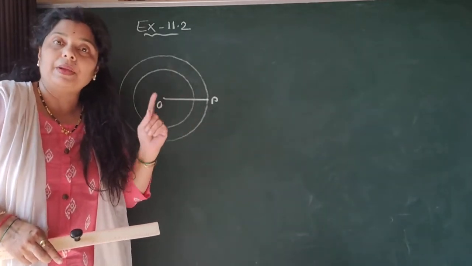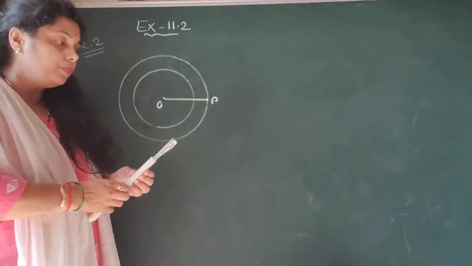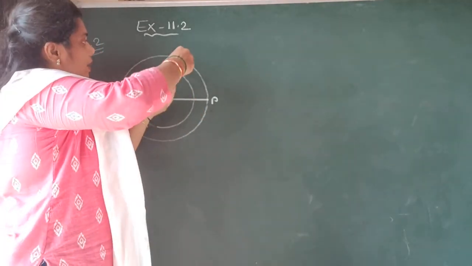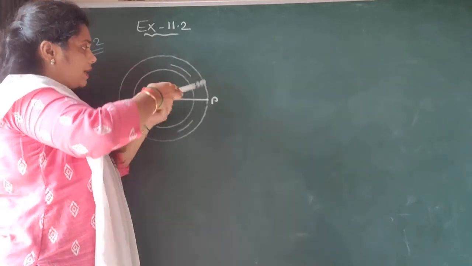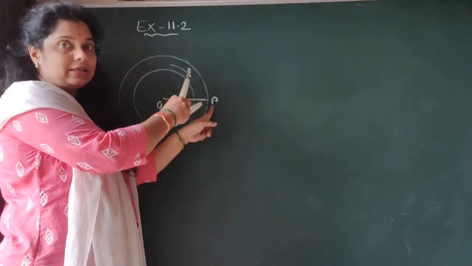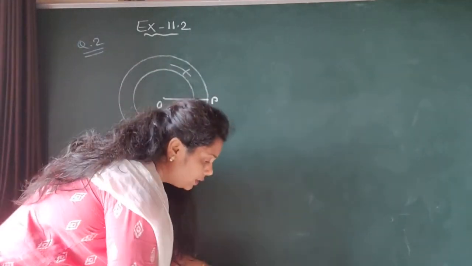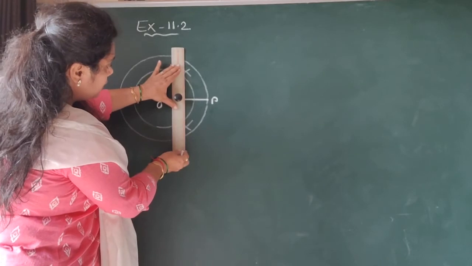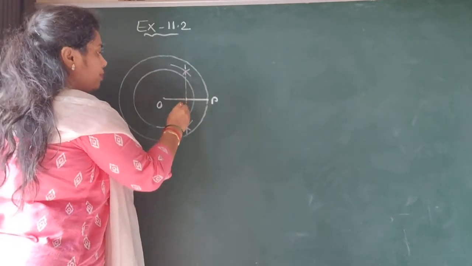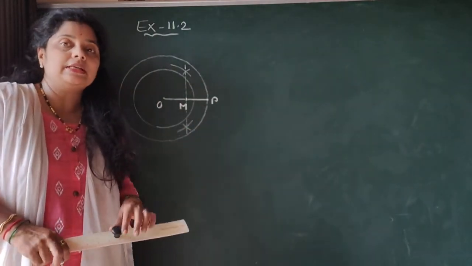Now what is the next step? To draw a perpendicular bisector of OP. To draw a perpendicular bisector, what we have to do? Take a length more than half of OP and make an arc on the upside and downward side. Without changing the radius, take point P as a center and again make an arc on the upper and downward side. Now join the intersections of the arcs, and it will give you the midpoint M of OP.